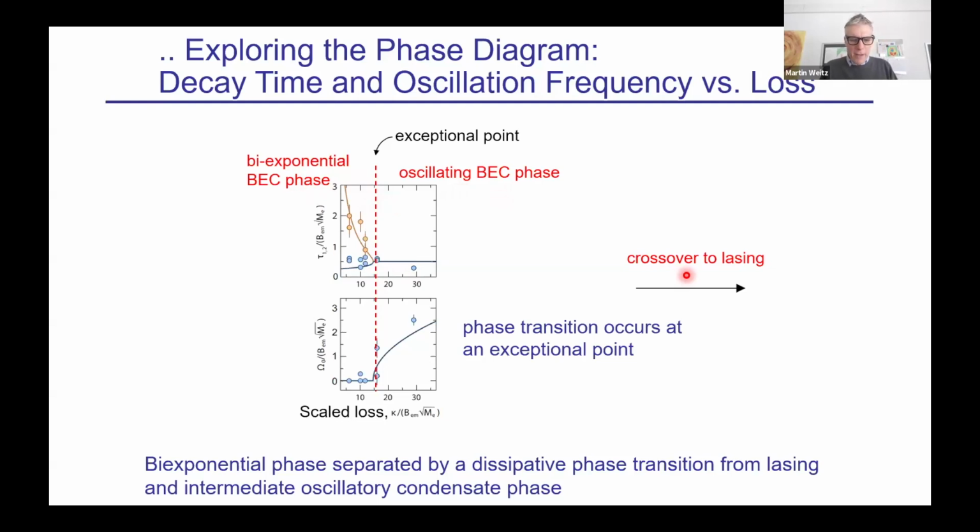And what is interesting here is that normally one has just a crossover between lasing and condensation. But in this grand canonical system, there's a true boundary between the bi-exponential phase, a condensate phase, and these two other regimes. So you can argue that the bi-exponential BEC regime is something truly different than lasing.